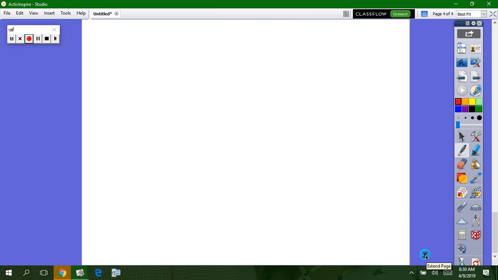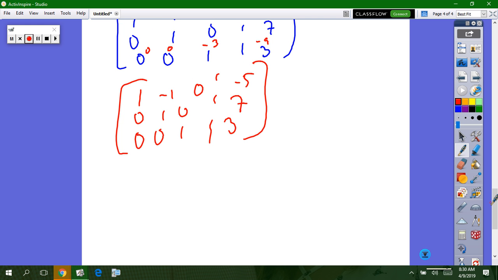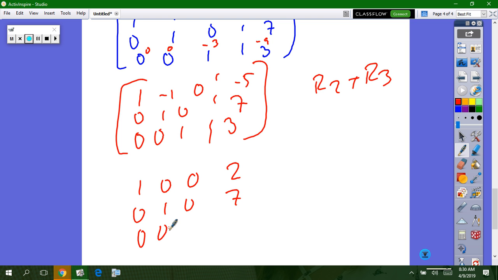Okay. What's our last step? Anyone? Add row 2 and row 1 together, right? And I get 1 plus 0 is 1. Negative 1 plus 1, 0. 0 plus 0 is 0. Negative 5 plus 7 is 2. 0, 1, 0, 7. 0, 0, 1. And notice what we have. X is 2. Y is 7. Z is 2.